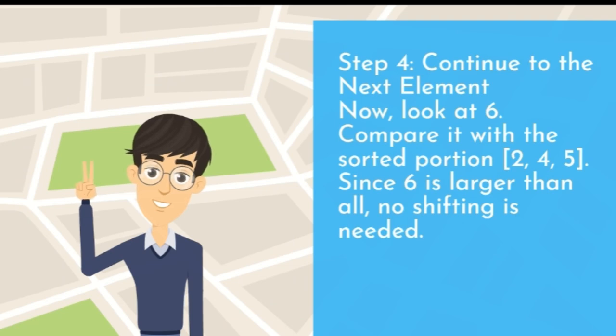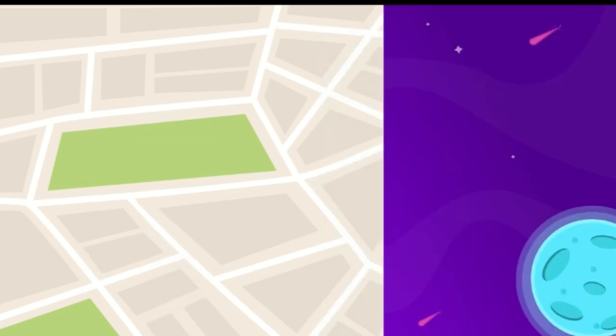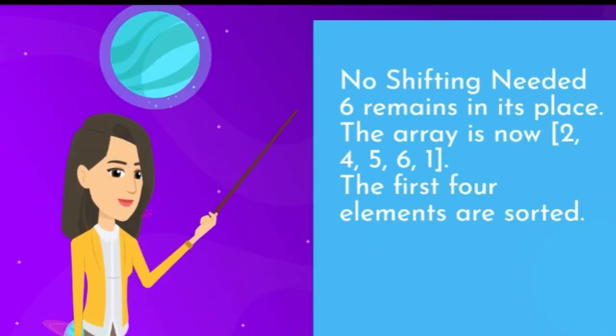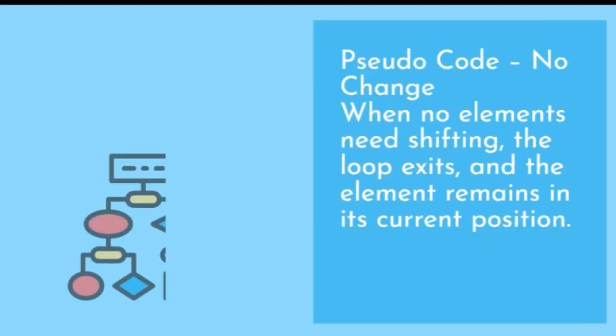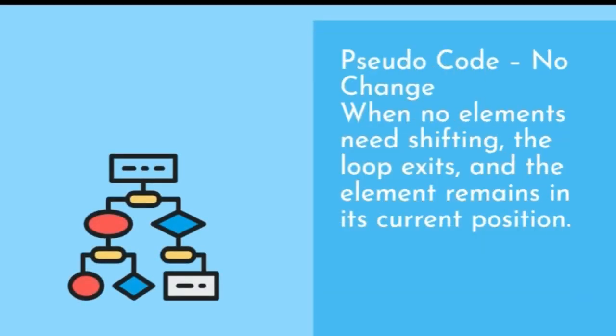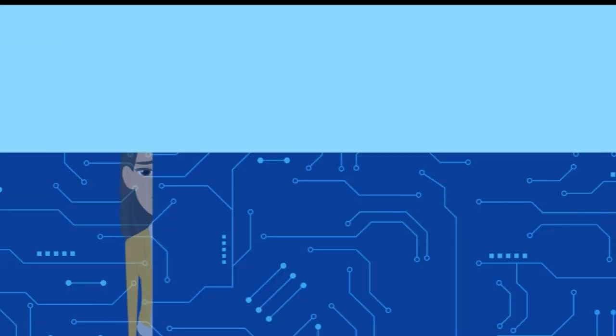Continue to the next element. Now look at 6. Compare it with the sorted portion. Since 6 is larger than all, no shifting is needed. 6 remains in its place. The array is now 2, 4, 5, 6, 1. The first 4 elements are sorted. When no elements need shifting, the loop exits and the element remains in its current position.